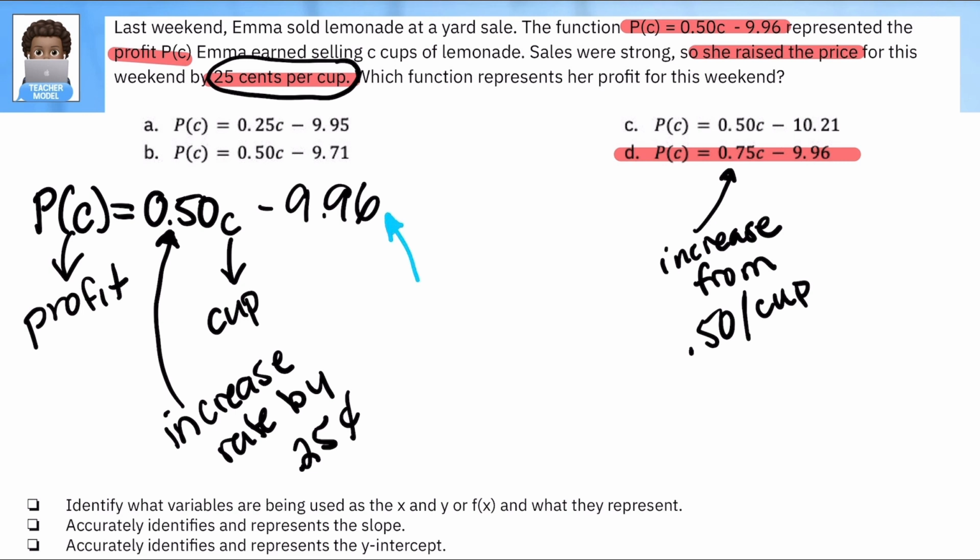What does the B represent in this problem? The minus 9.96. So think about this as a function where this is a function to calculate profit. So what could minus 9.96 mean? What do you think? So if she sells 0 cups, before she sells a single cup, her profit is negative $9.96. So she's already in the negative before she sells a single cup.